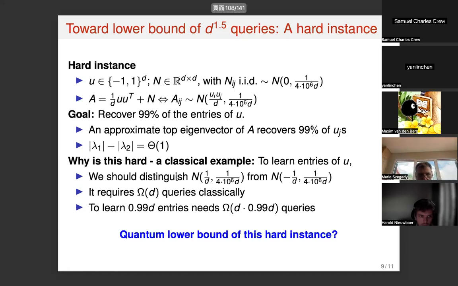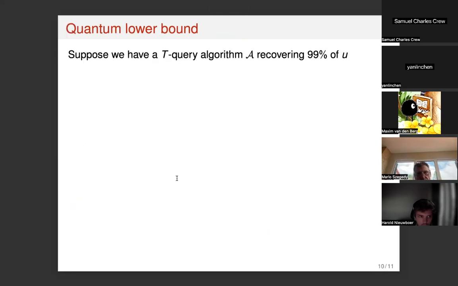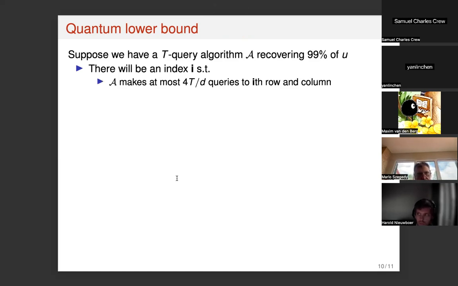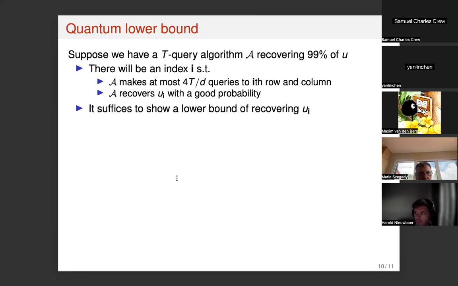Okay. Now, how can we generalize this lower bound to the quantum lower bound to have D to the 1.5? Our idea is, suppose we have a query algorithm A that recovers 99% of U. Then by some averaging argument, there will be a really good index i such that your algorithm A can make at most 4T over D queries to the ith row and column, and then learn U_i with high probability, say 0.9 or 0.8. So it suffices to show that if you want to learn U_i correctly with high probability, you really need a square root of D lower bound.